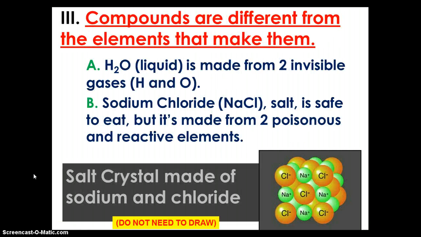Compounds are made from the elements, or different from the elements that make them. So like H2O, water is a liquid made from 2 invisible gases, hydrogen and oxygen. Sodium chloride, which is salt, is safe to eat, but it was made originally from 2 poisonous and reactive elements. But once they're stuck together, it makes a chemical bond, which is a chemical change, and it makes something new, and it's safe for us to eat. This is a picture of the salt crystal. You do not have to draw, but you can just see how they're arranged together.